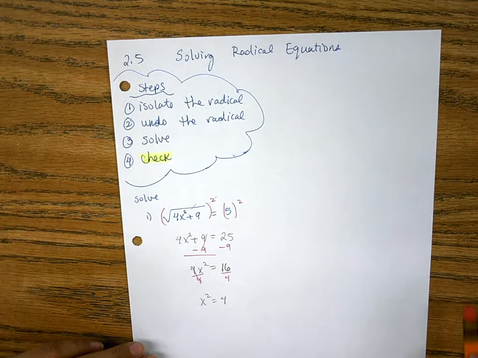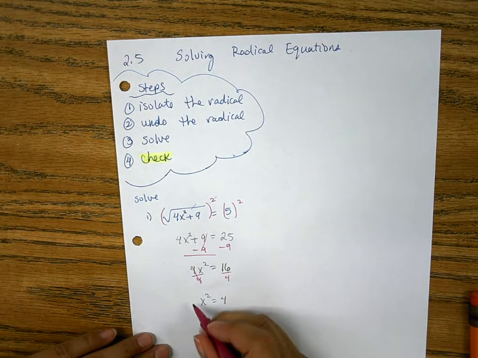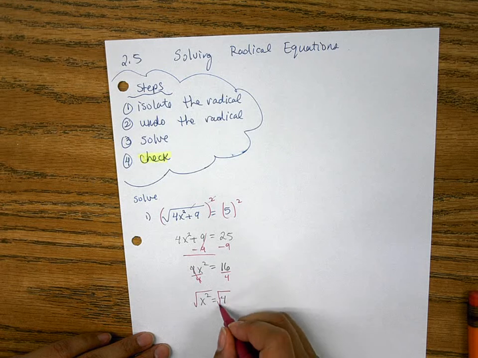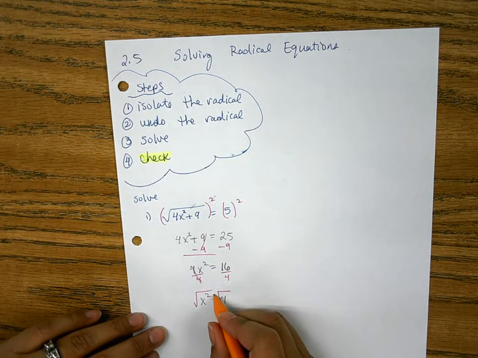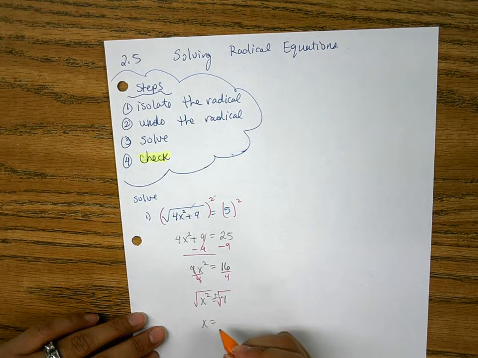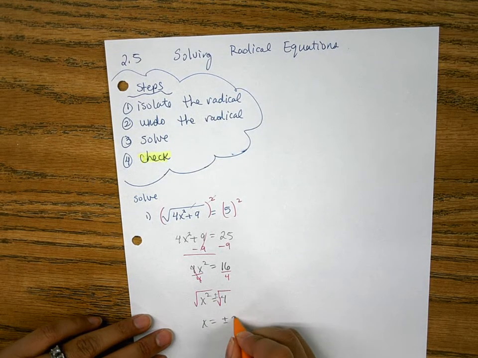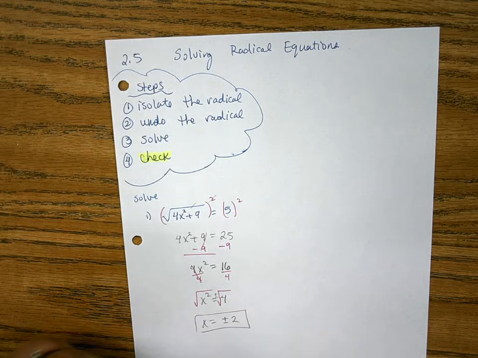All right, x squared equals 4. We know that we square root both sides when we're solving. And like I stated in another lesson, you plus or minus when you square root both sides. So x doesn't just equal 2, it's plus or minus 2.